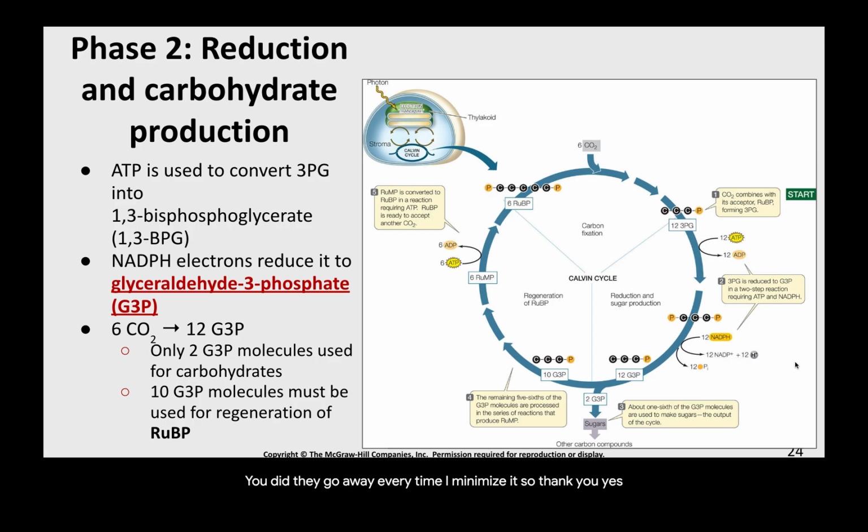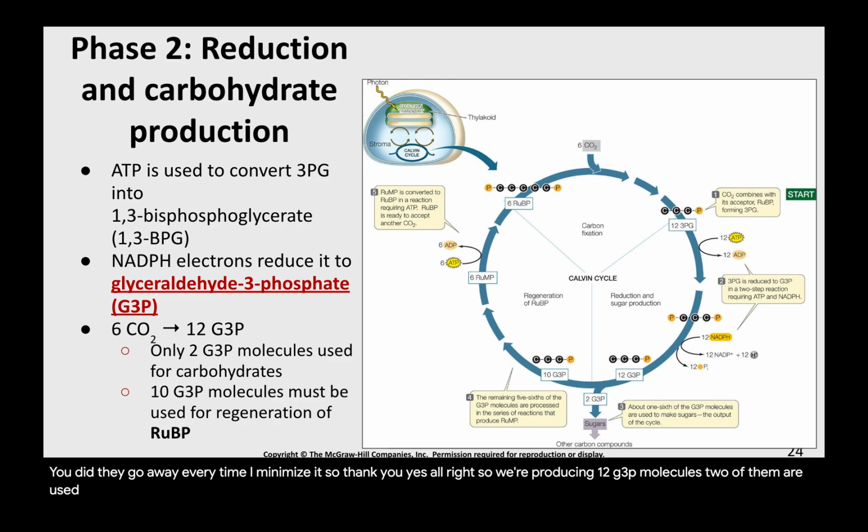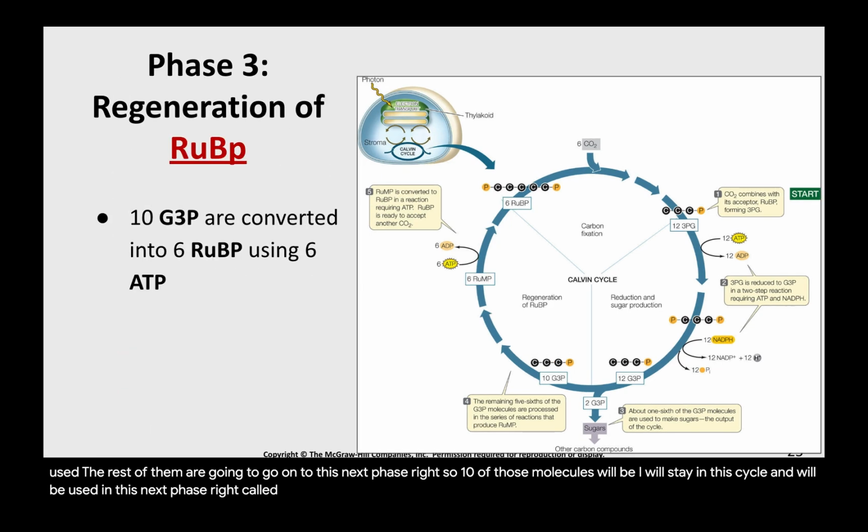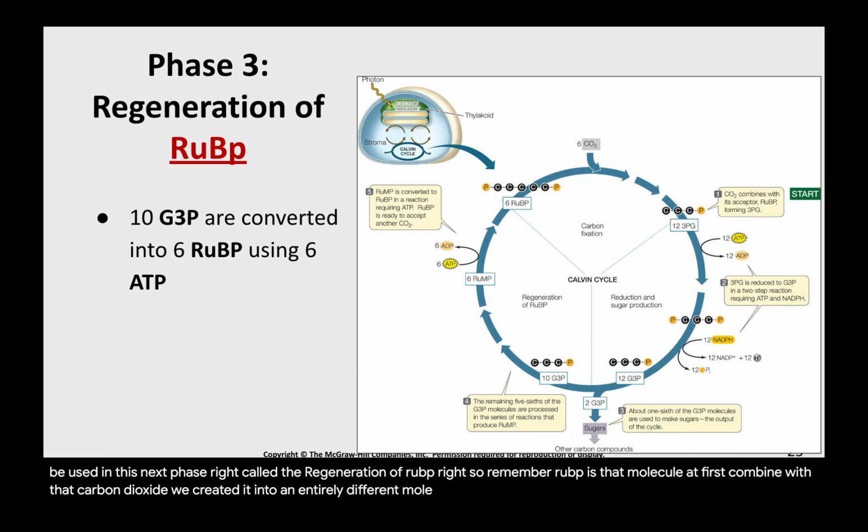All right, so we're producing 12 G3P molecules. 2 of them are used to make sugars, only 2. The rest of them are going to go on to this next phase. So 10 of those molecules will stay in this cycle and will be used in the phase called the regeneration of RUBP. Remember, RUBP is the molecule that first combined with that carbon dioxide, and we created it into an entirely different molecule.